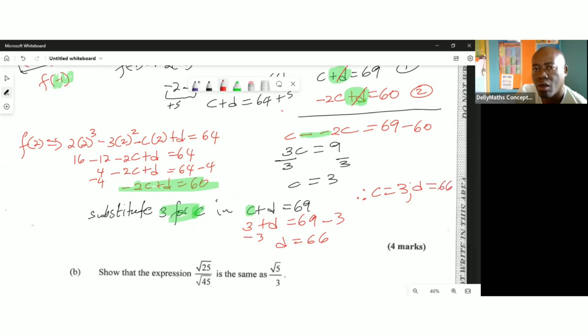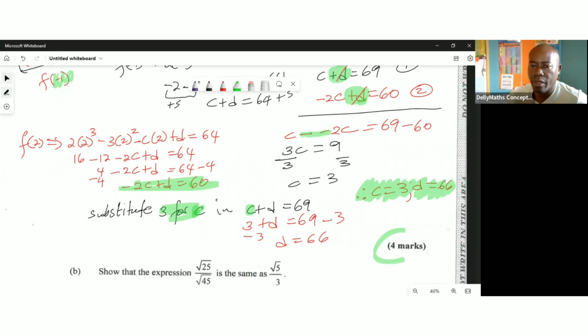There it is, our final answer right there. That's our final answer right there for those marks. All right, so let's see what the other question is. So we're moving on to the next question.